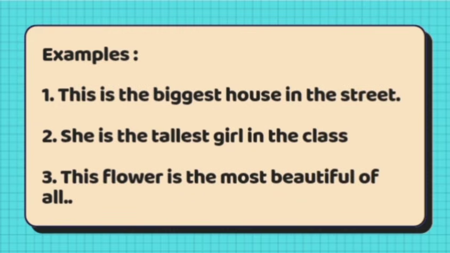Sentence number 2. She is the tallest girl in the class. See, here we are talking about all the girls in the class. We are comparing or talking about all the girls in the class, 3 or more than that. So that is why we have to use the superlative degree. She is the tallest. This flower is the most beautiful of all the flowers. That is why here the superlative degree.